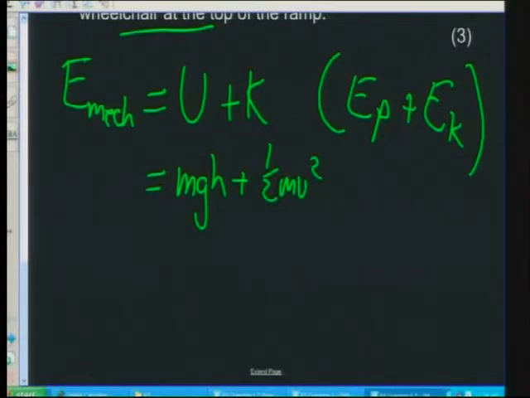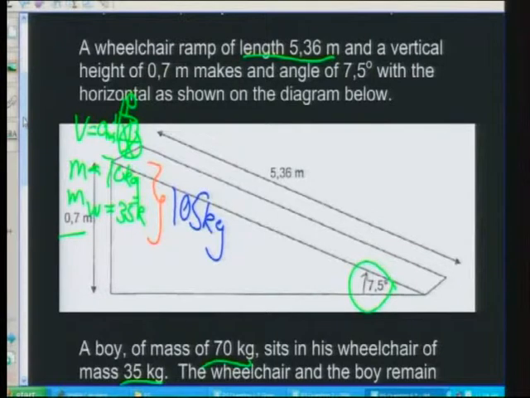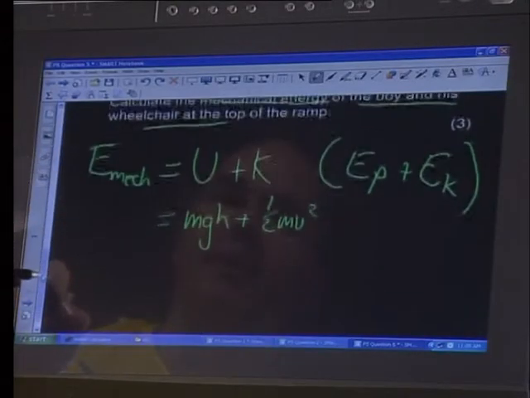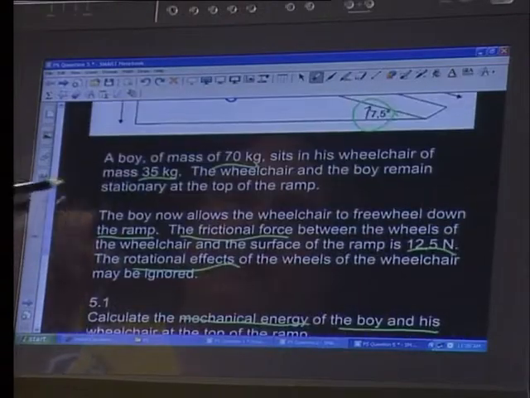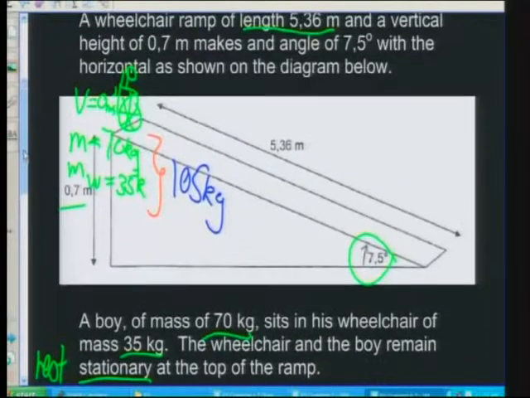We are now set to substitute in. And the important thing here is to recognize that the wheelchair and the boy sitting in the wheelchair, they're one thing. So we must add the masses together. My intuition about adding them together to get 105 was correct. We need to work with them as a system. They're working together. We want the mechanical energy of the boy and his wheelchair at the top of the ramp. So remember, he was stationary. It tells us the boy remains stationary. Stationary or at rest means the initial velocity is 0. We put it in on the diagram as well.